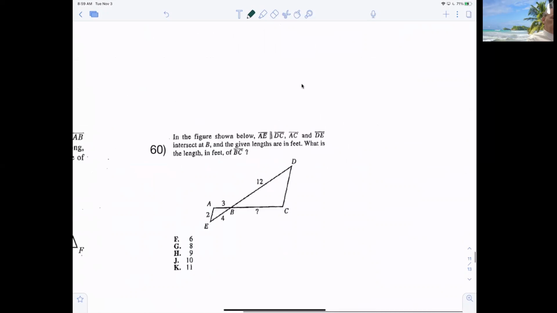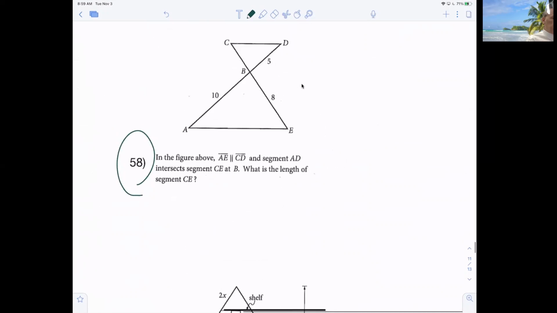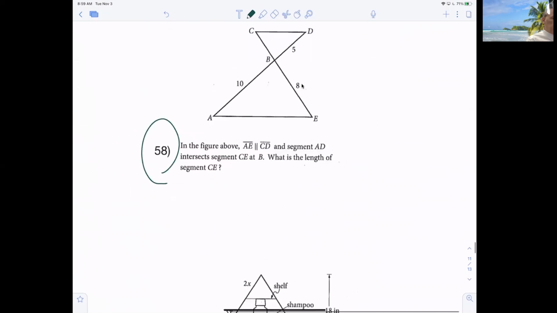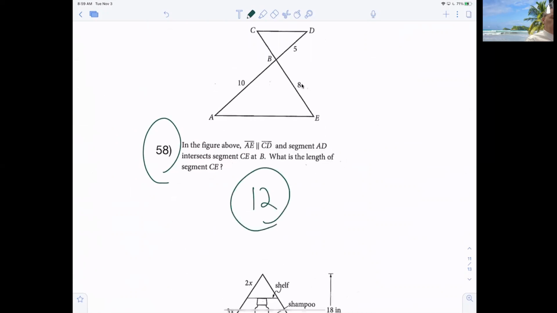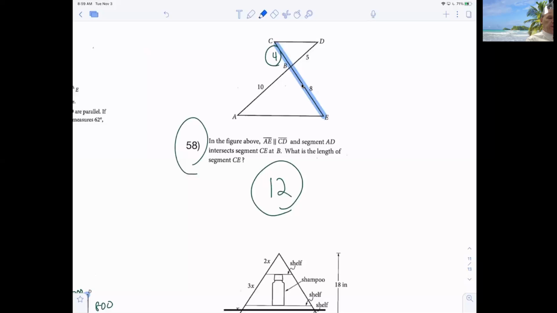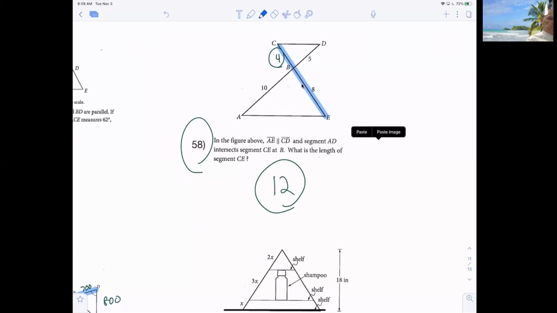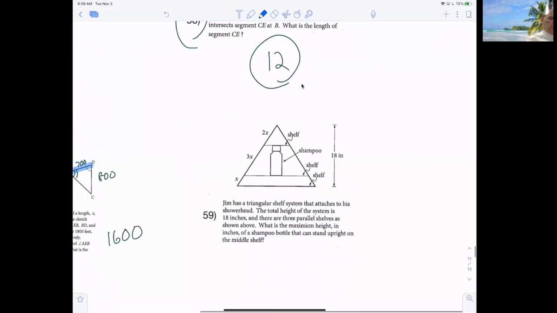All right, let's look at 58. I like 12, right? Because CB is what? 4, but then they ask about what? They ask about CE. So that's a tricky one. All right, any issues? 9?